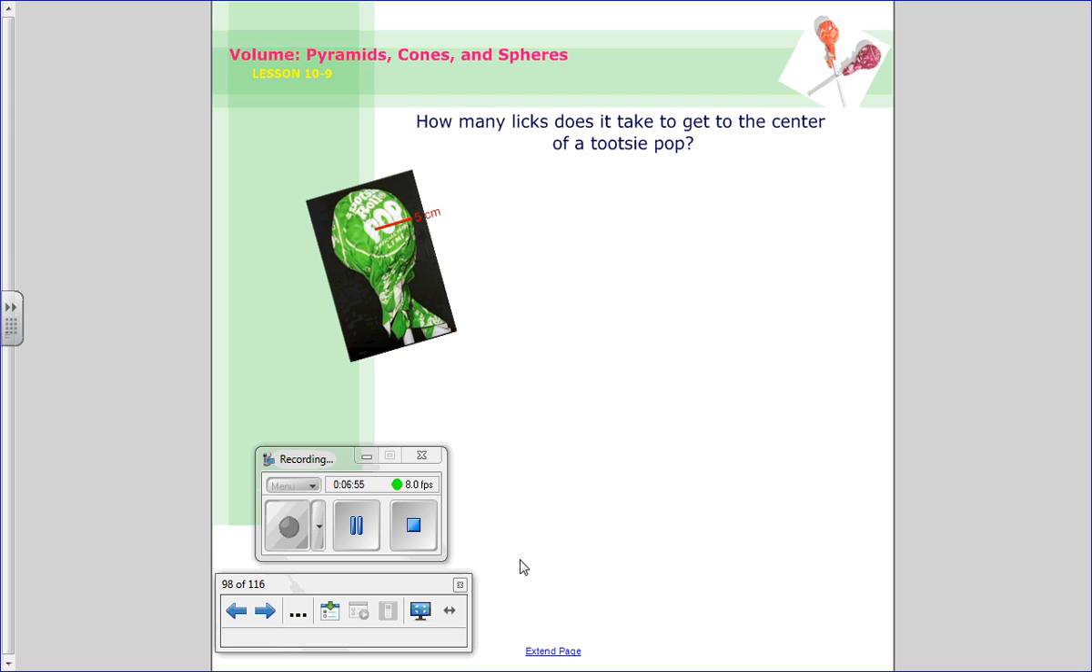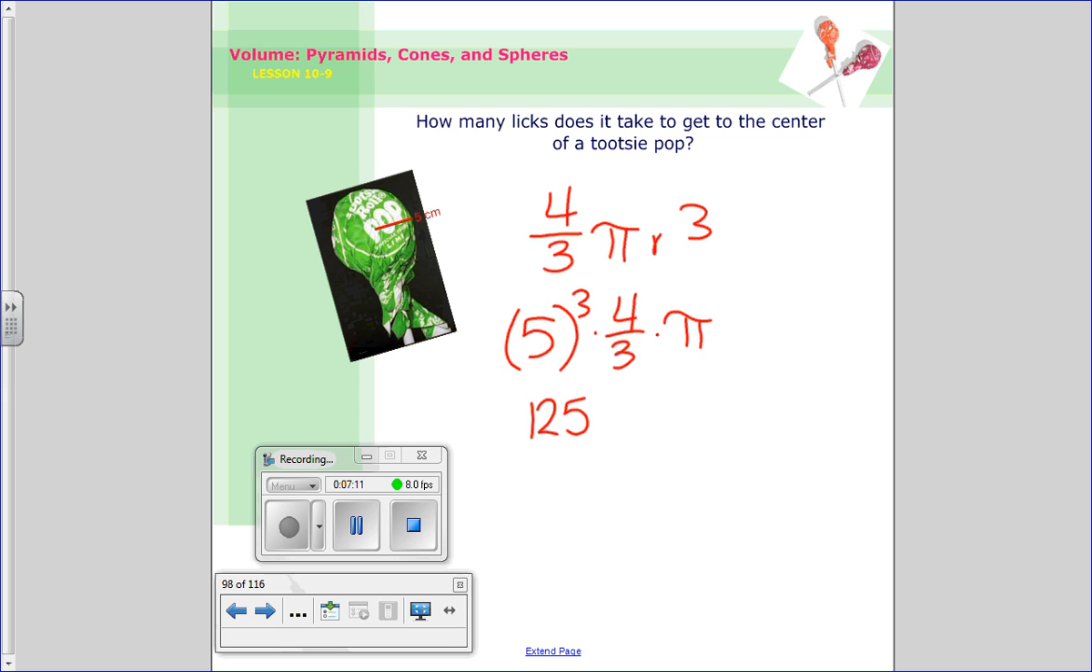All right, let's do this one, shall we? So again, we have 4/3 pi r cubed. I put in 5 cubed times 4/3 times pi, and you end up with 125 times 4/3 times pi. You could do it step by step, which I'm choosing to do this time. So 125 times 4/3, you'd end up with 166 and 2/3 pi centimeters cubed.